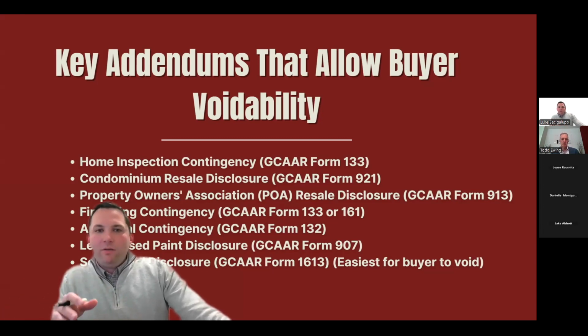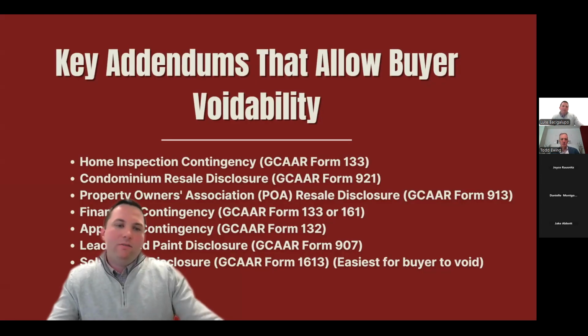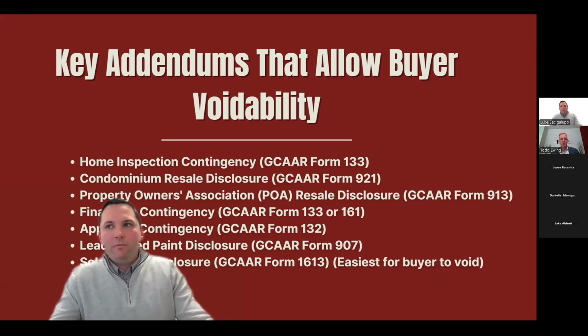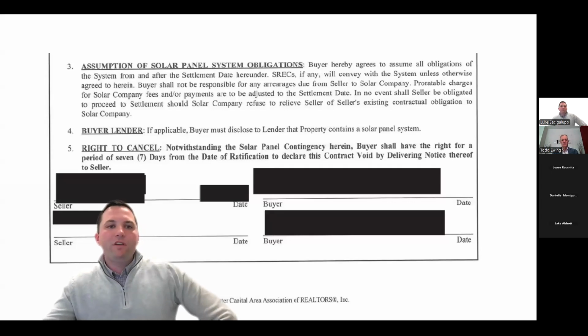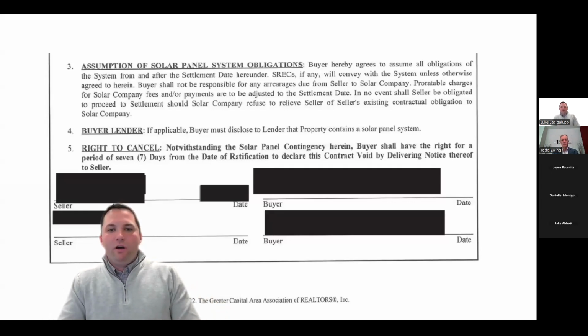But there is one addendum that I do like to point out that is becoming more and more prevalent as green energy starts taking over a bit here. So the solar panel disclosure is extremely easy for a buyer to void. And typically, for the most part, on contracts that include solar panel disclosures, you're not getting a condo resale disclosure or anything like that. It's not going to be the same property type here for the most part. Typically, you're dealing with a single family. Every now and again, you're going to have maybe an HOA that the buyer can void, but the solar panel here is very interesting. So you'll see here at the bottom of the solar panel GCAR addendum.